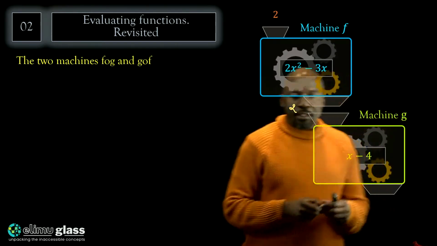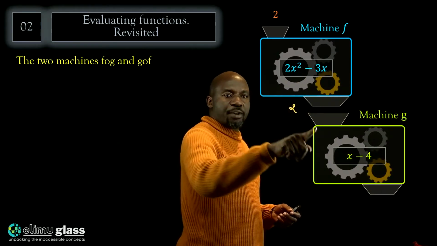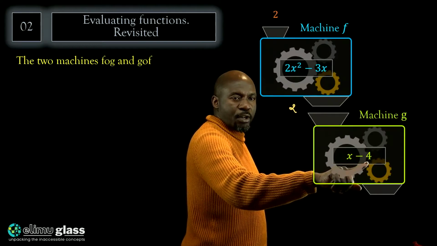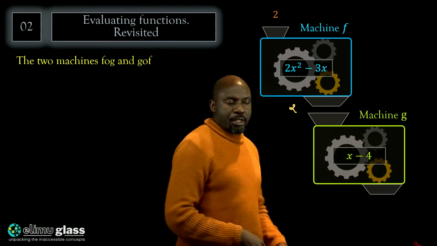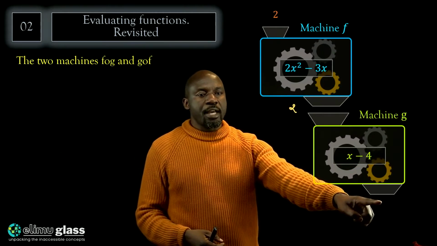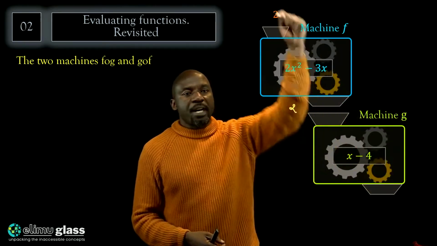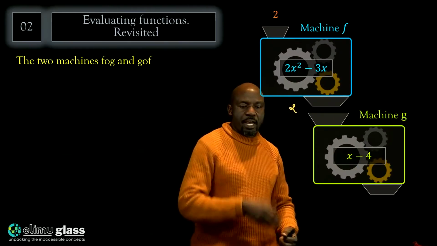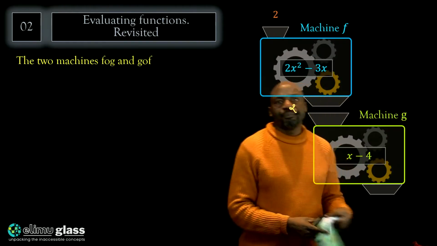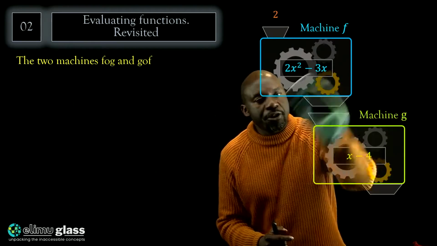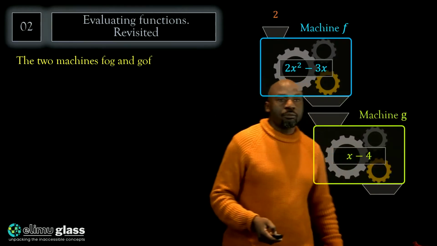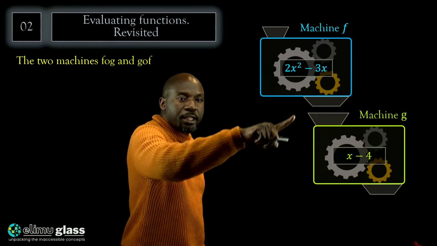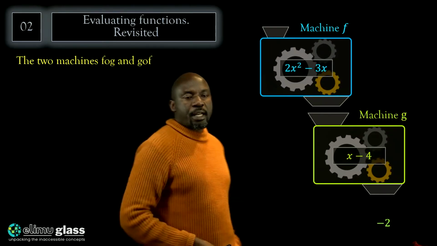Now that 2 is going to be fed into the second machine, and if I put that 2 there, then 2 minus 4 should give me negative 2. So I expect to have negative 2 there as the effect of passing my number through 2 machines, machine F and machine G. Let's see if this is true with this particular number. I've put 2 there. It should come out through that point. Yes, 2. And I get negative 2 at the end.